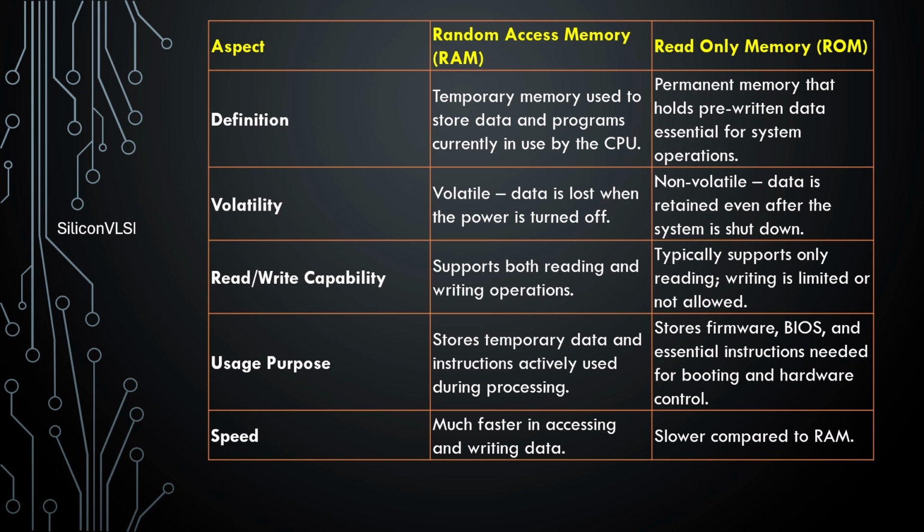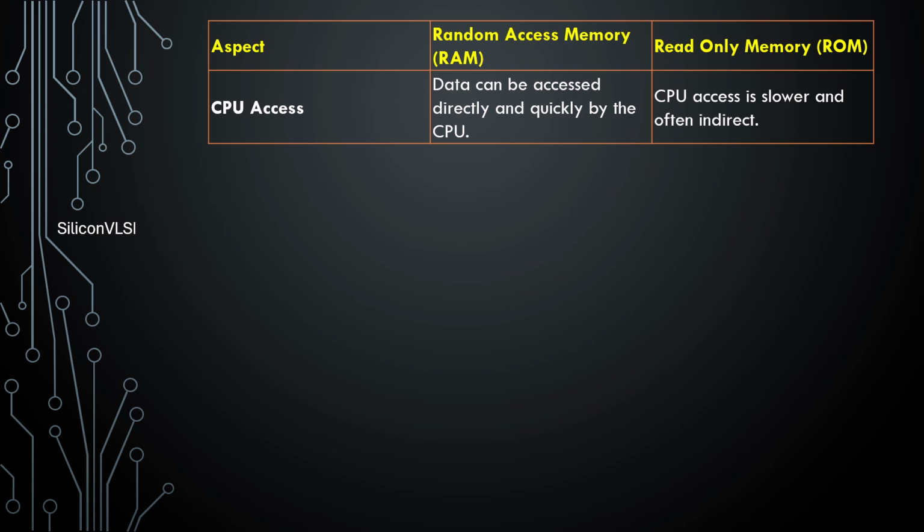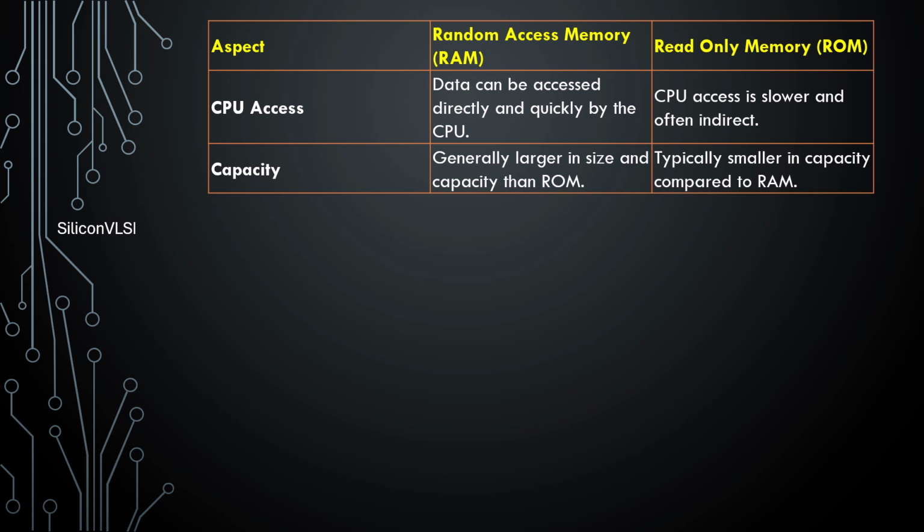The speed. In terms of speed, RAM is much faster at accessing and writing data, while ROM is slower as compared to RAM. In terms of CPU access, data can be accessed directly and quickly by the CPU, while in ROM, CPU access is slower and often indirect. In terms of capacity, generally RAM is larger in size and capacity than ROM, which is typically smaller in capacity as compared to RAM.